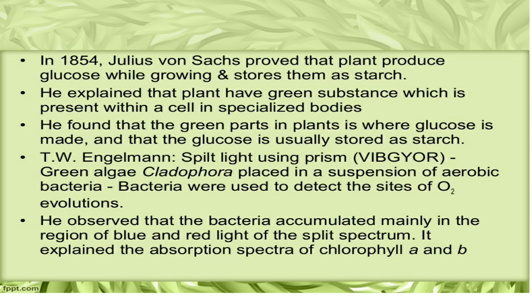T.W. Engelmann split light using a prism into VIBGYOR, and placed the green alga Cladophora in a suspension of aerobic bacteria. Bacteria were used to detect the sites of oxygen evolution. He observed that the bacteria accumulated mainly in the region of blue and red light of the split spectrum. It explained the absorption spectra of chlorophyll a and b.